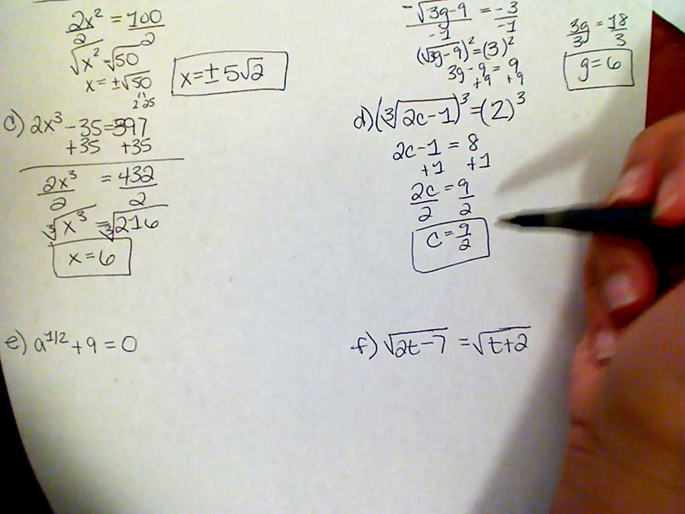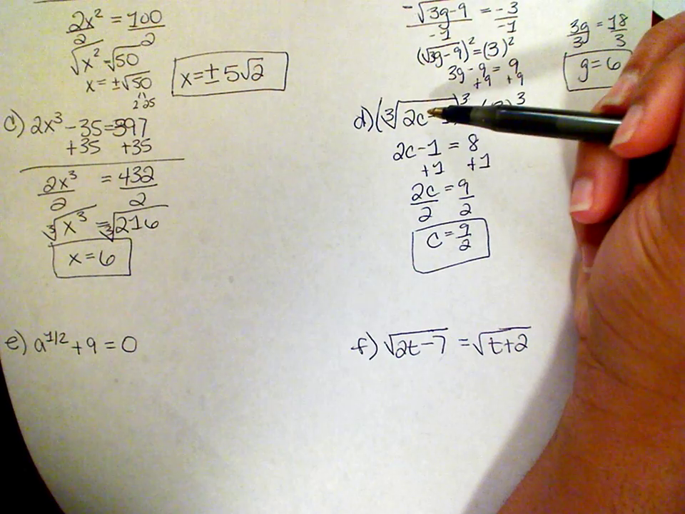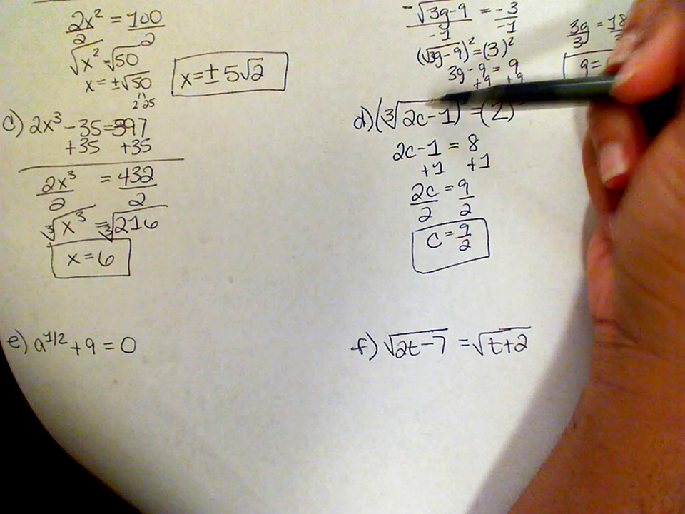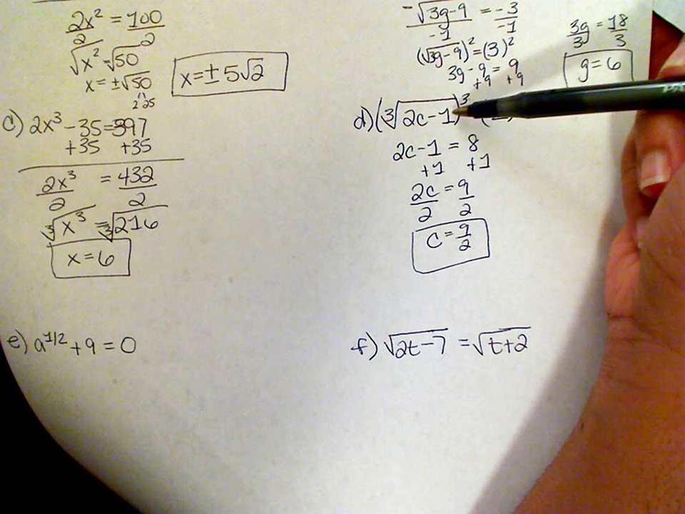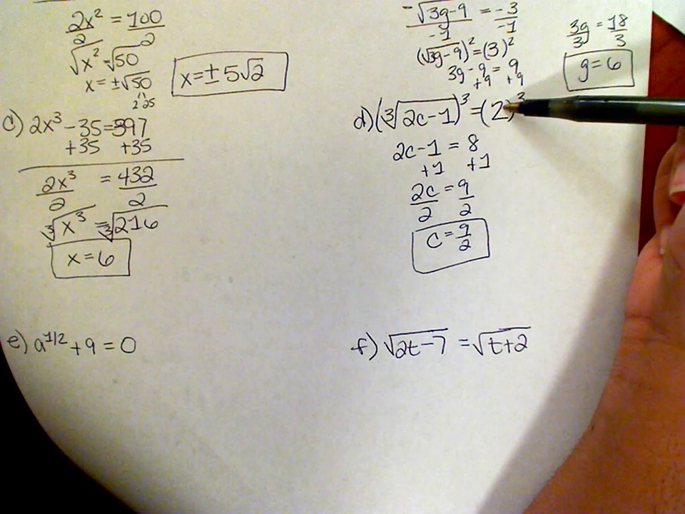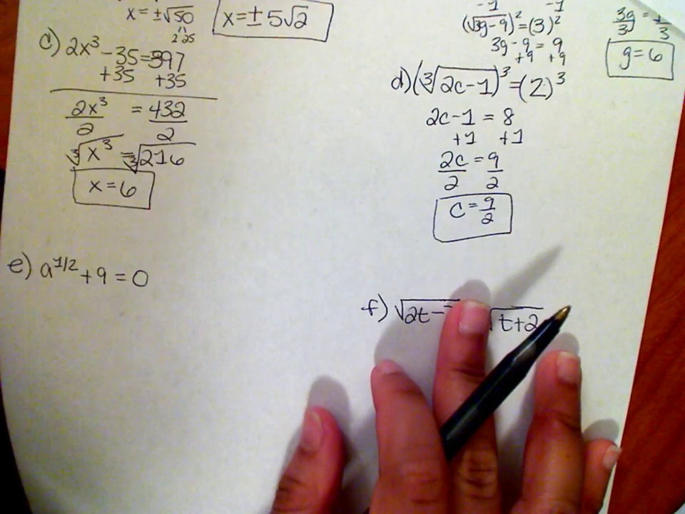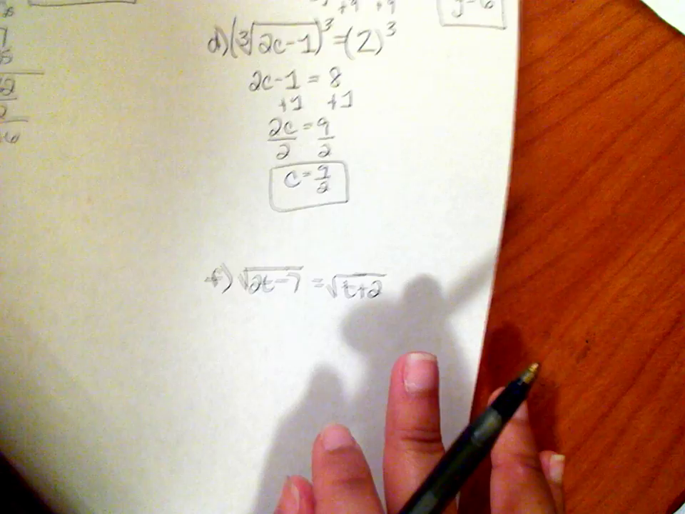Alright, so let's check that. So 2 times 9 halves is 9. 9 minus 1 is 8. The cube root of 8 is 2. So we're good. Alrighty, so let's take a look at letter E.